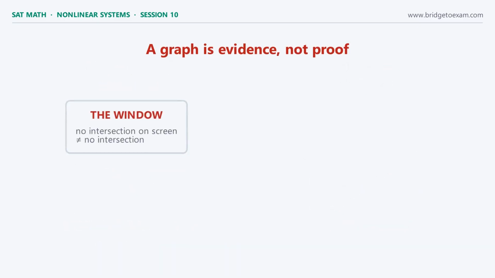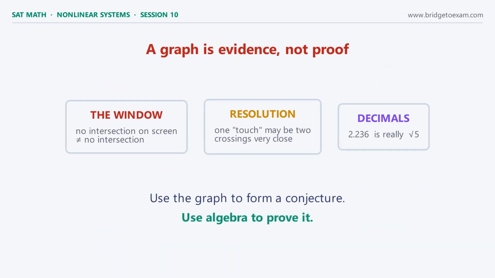Now the warning. And please take this one seriously. A graph is evidence. It is not proof. Here are 3 ways a picture will lie to you. First, the window. If your view shows no intersection, that does not mean there isn't one. It might be sitting just outside the frame. Always consider zooming out before concluding never. Second, resolution. What looks like a single touch point might actually be 2 intersections that are extremely close together. Zoom in before you claim tangency.